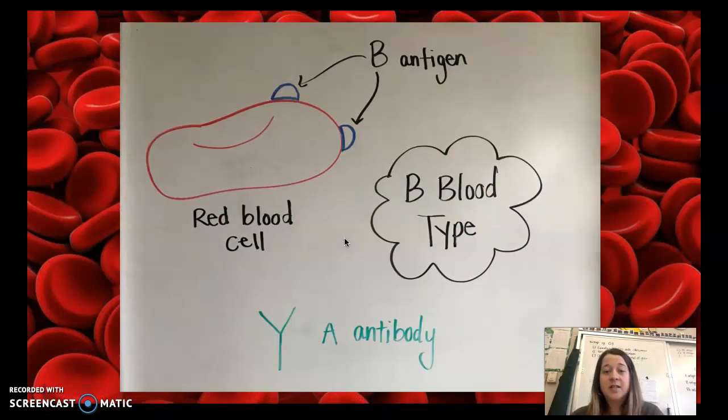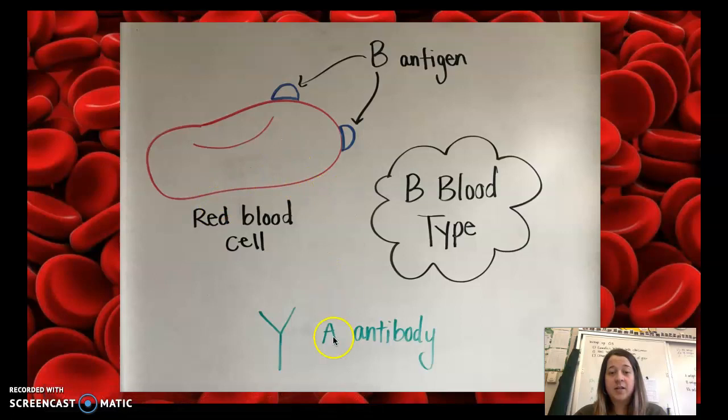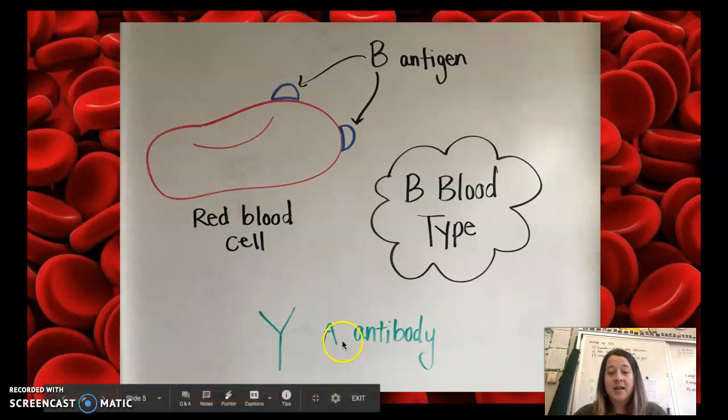Next, I have B blood type. B blood types are represented by blue half circles. As you can see here, there are B antigens present on this blood cell. And because there are B antigens present, we do not have B antibodies, because that would be bad if we had the antigen and the antibody together. But we do have an A antibody. So if an A blood type was introduced to this person, that would be bad because the antibody would get rid of it.